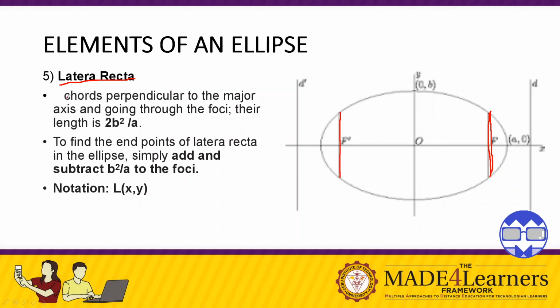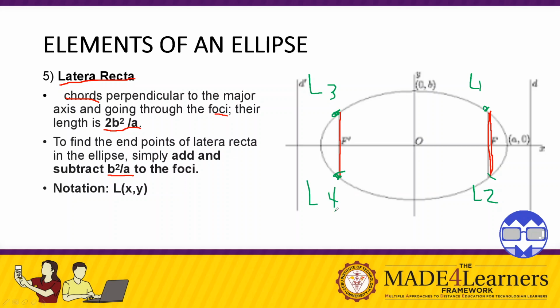These are chords perpendicular to the major axis and going through the foci. Their length is just 2b squared over a. To find the endpoints of the latera recta in the ellipse, simply add and subtract b squared over a to the foci. So we have endpoints here. Take note, a chord is a line segment, so there will be endpoints. We have an endpoint here, here, here, and here. The notation of the endpoint is just L sub a number, since it's a point. For example, this is L sub 1, this is L sub 2, this will be L sub 3, and this will be L sub 4.